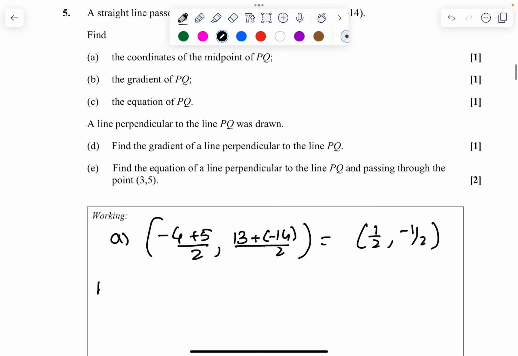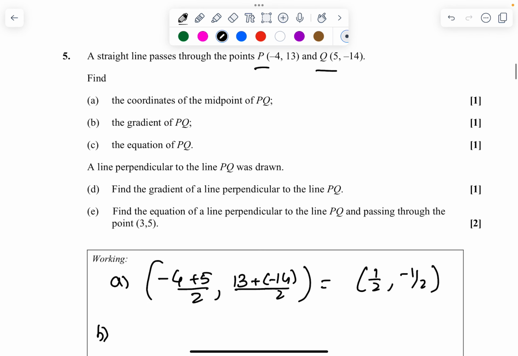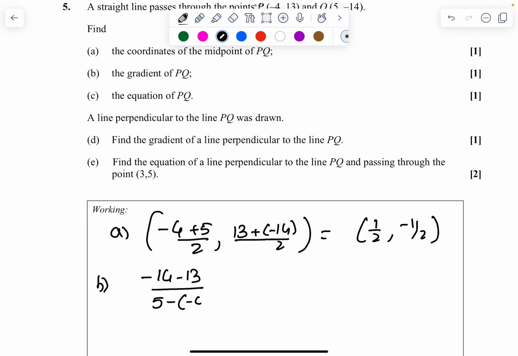Find the gradient of PQ. So it's going to be (y2 minus y1) by (x2 minus x1), minus of minus 4. Negative 27 upon 9, which is negative 3.